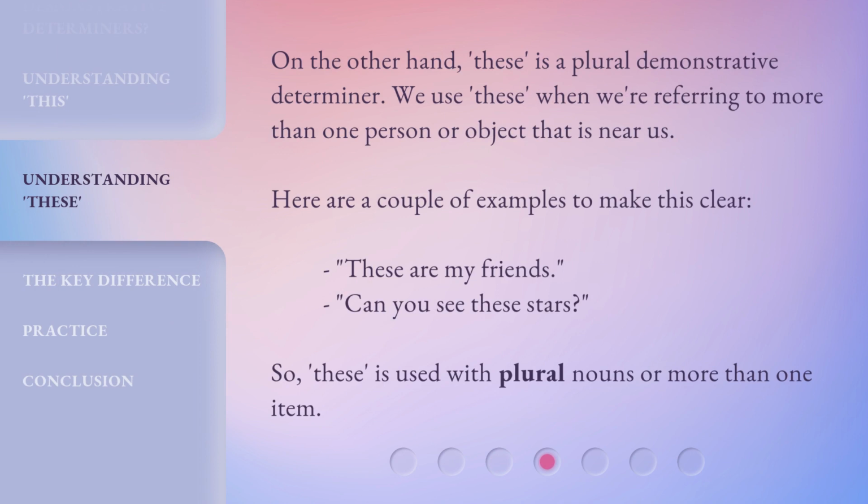On the other hand, these is a plural demonstrative determiner. We use these when we're referring to more than one person or object that is near us. Here are a couple of examples to make this clear. These are my friends. Can you see these stars? So, these is used with plural nouns or more than one item.